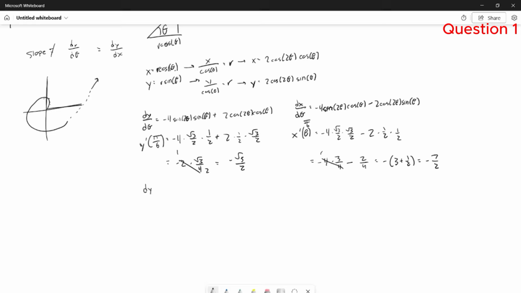Back to our formula from before, we said that the slope of the tangent line is dy over dx, but we can also rewrite that to literally be rise over run. So dy d theta over dx d theta. If you think about it, you can pretty much take that from the definition of a derivative, which is delta f over delta x, essentially. Same thing here. So we have negative root 3 over 2 over 7/2, which becomes root 3 over 7. So the slope of the tangent line at that point is root 3 over 7.